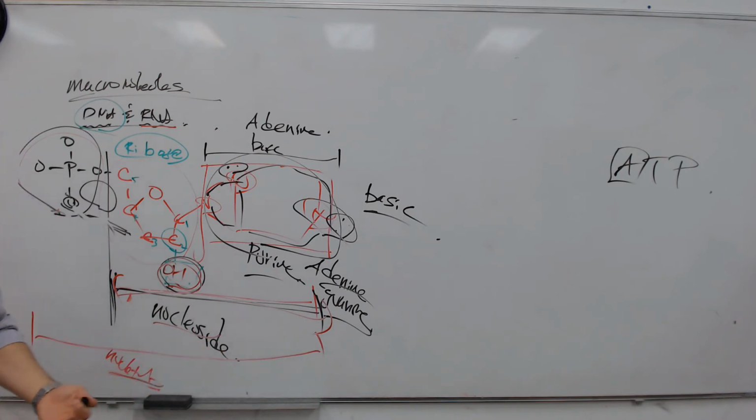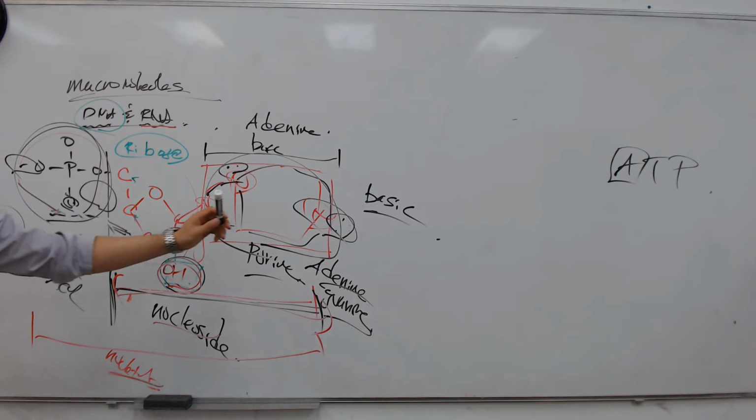Where's the acidic side? Well, this side. This is phosphoric acid. They lost H plus, which means that this has a minus charge. That's why it's called an acid. So DNA is relatively negatively charged. So this side is acid, that side is basic.